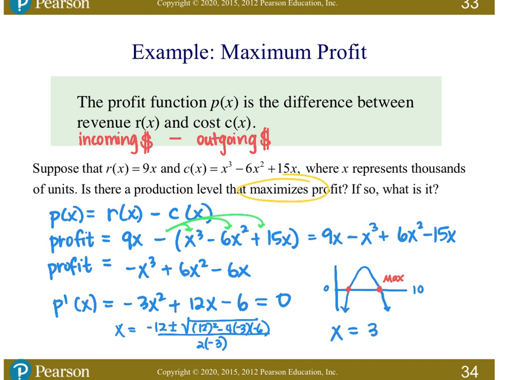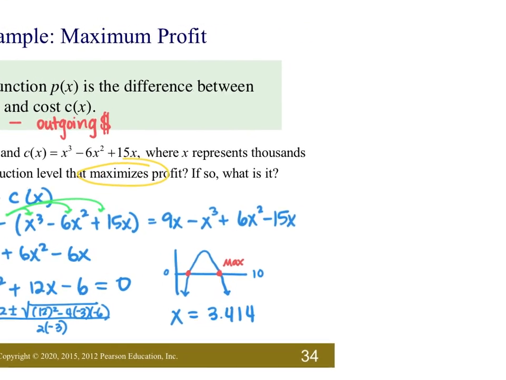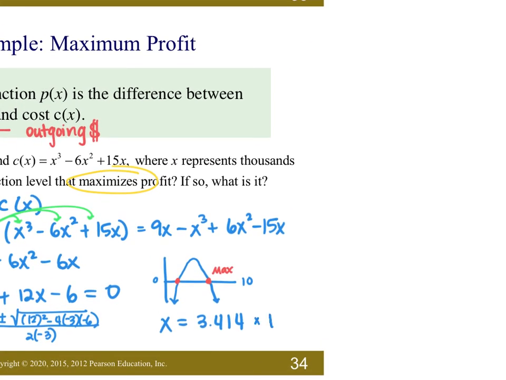We end up with 3.414. That is the production level, but remember that x represents thousands of units. So your final answer should be multiplied by 1,000. So 3,414 units should be made. Okay, now who knows what you're making? Are you making sweatshirts? Are you making phone cases? Like, what are you making? But whatever you're making, this company should make 3,414.